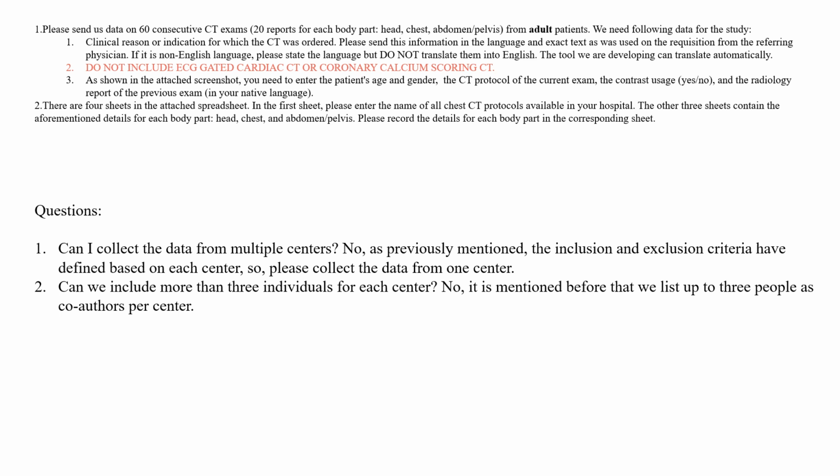Can we include more than 3 individuals from each center? No, please do not add more than 3 people, since we had more than 300 responses for this study, which means that we already have around 1,000 co-authors. So please do not include more than 3 people from your center.